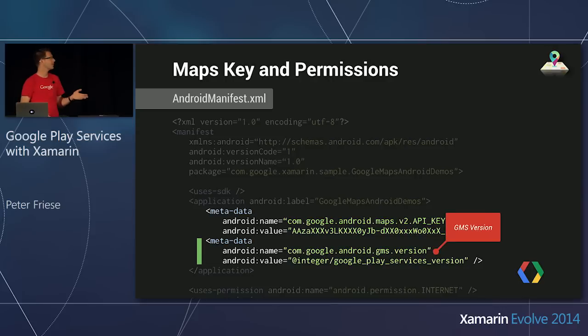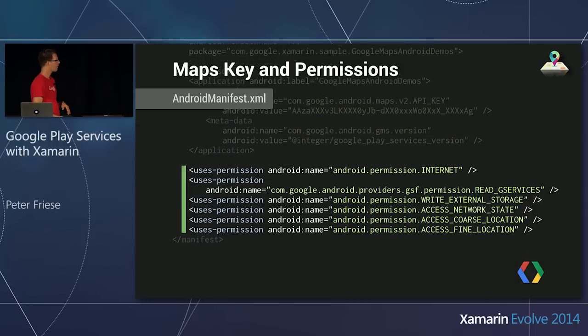Then another good thing you need to do is to specify the Google Play Services version. So this is basically something which you need to do in all of the applications that I showed you. You need to specify the version of Google Play Services that you want to use. And it's a good way to use this constant. And then we need to set up the permissions.